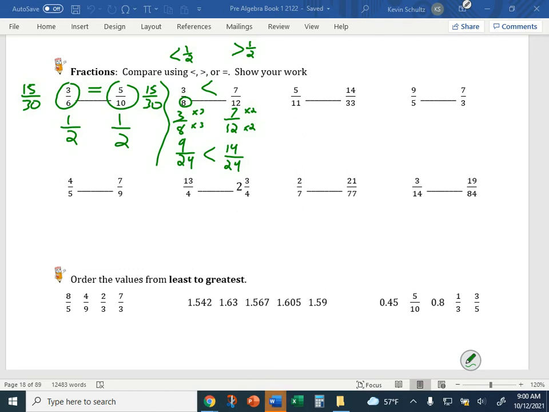I know that 3/8 is less than half. I know that 7/12 is greater than half. So 3/8 is going to be less than 7/12. That's another method you could use. Kind of more of a mental logic method compared to calculating here. Get the same answer, so either one's fine.